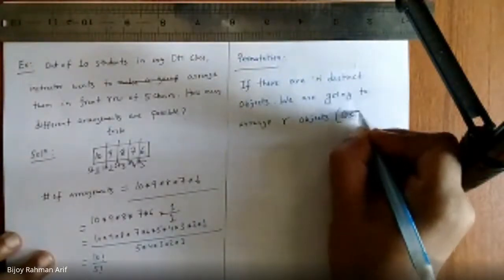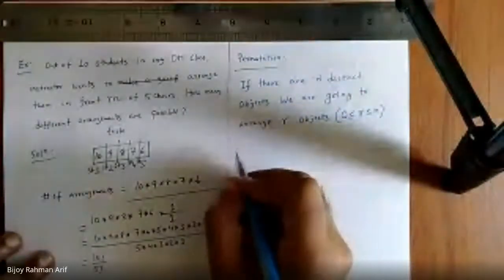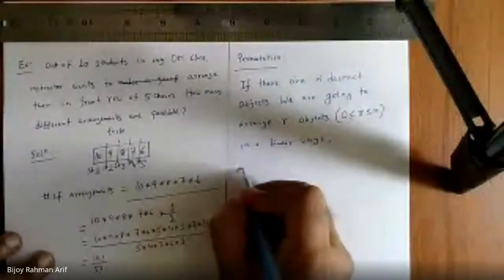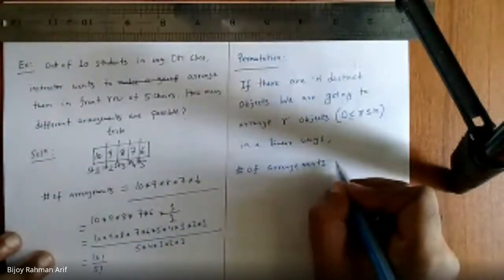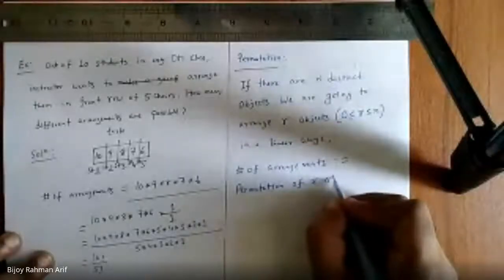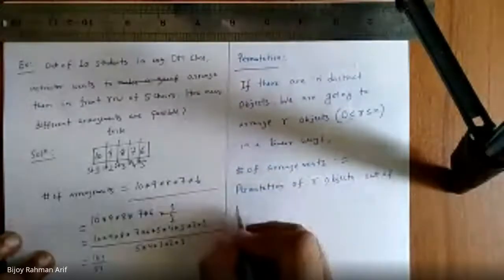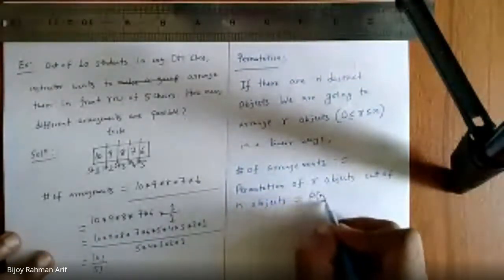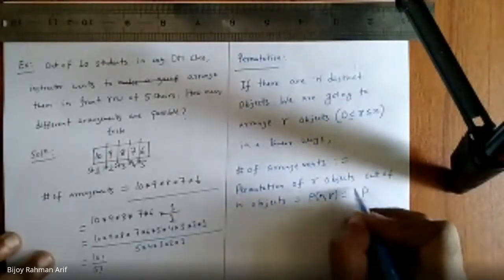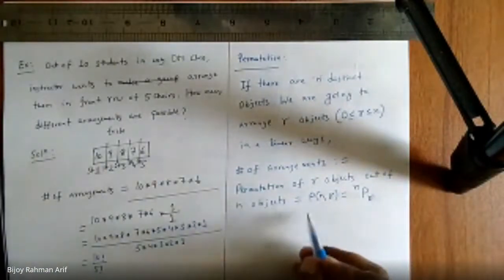where 0 is less than or equal to r, which is less than or equal to n, in a linear order. The number of arrangements is nothing but the permutation of r objects out of n objects. It is also written as P(n, r). Sometimes it is written like this: nPr. So many ways it is possible.